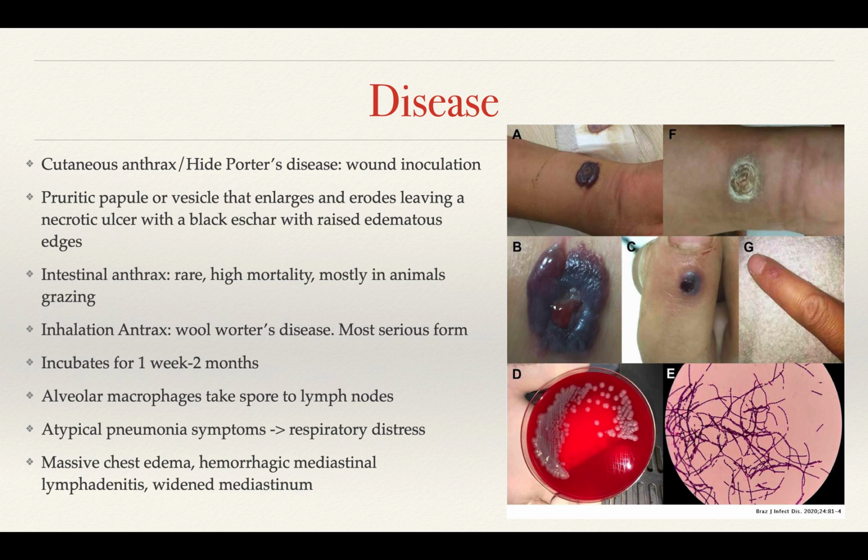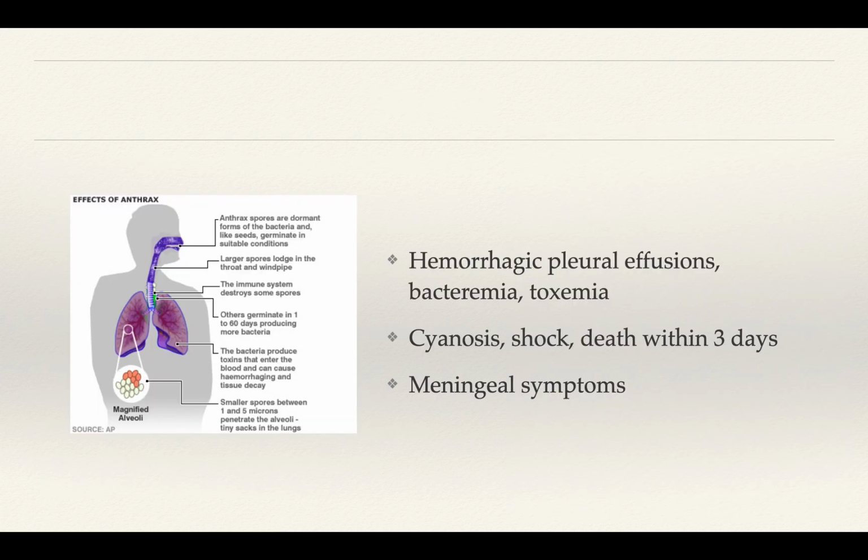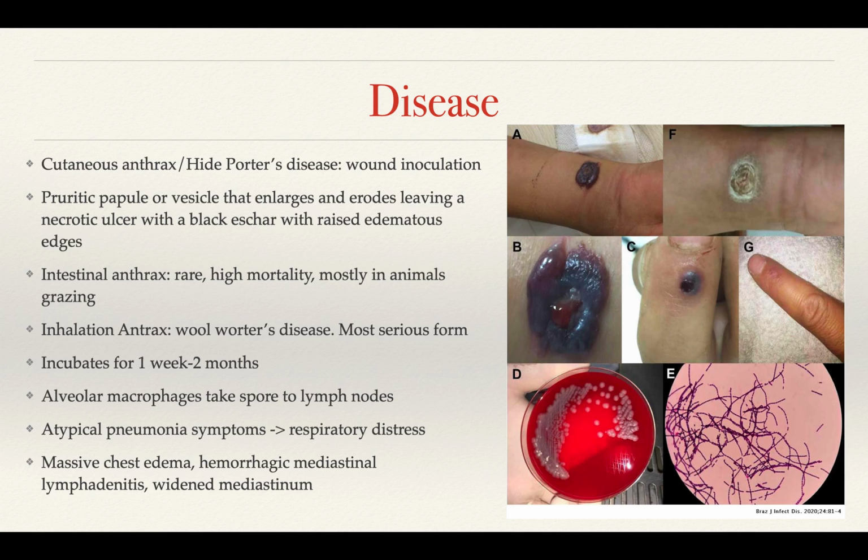It can cause cutaneous anthrax, which is Hide-porter's disease, where the wound inoculates like this. It causes a pruritic papule or vesicle that enlarges and erodes, and then eventually leaves behind a necrotic ulcer with a black eschar. That's what this is called. And with raised edematous edges. The intestinal anthrax is rare. It's pretty fatal though, but it's usually in animals that graze.